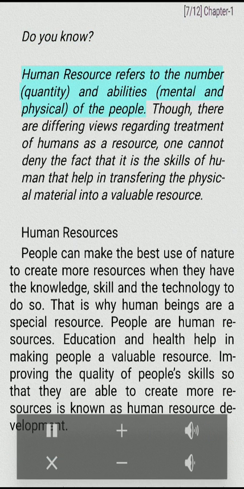Human resource refers to the number, quantity, and abilities, mental and physical, of the people. Though there are differing views regarding treatment of humans as a resource, one cannot deny the fact that it is the skills of humans that help in transforming the physical material into a valuable resource. Human resources. People can make the best use of nature to create more resources when they have the knowledge, skill and the technology to do so. That is why human beings are a special resource. People are human resources. Education and health help in making people a valuable resource. Improving the quality of people's skills so that they are able to create more resources is known as human resource development.